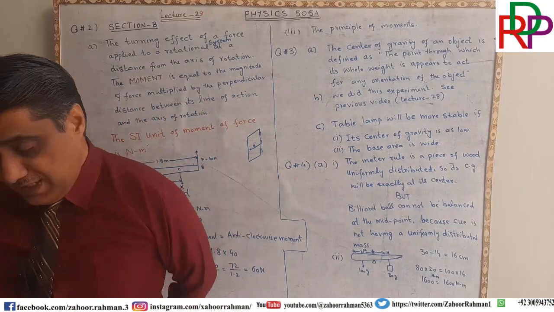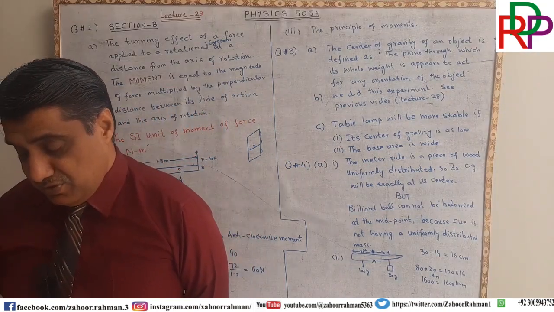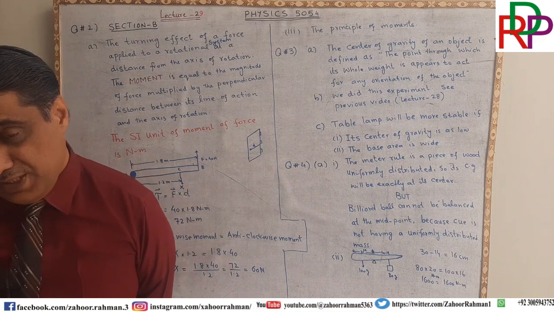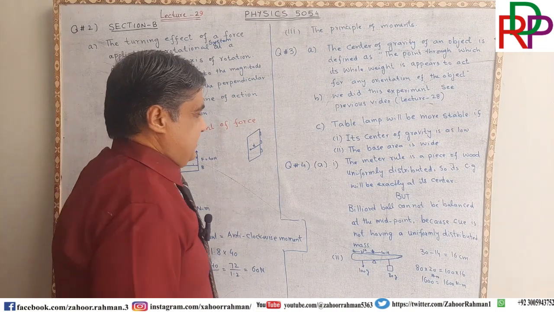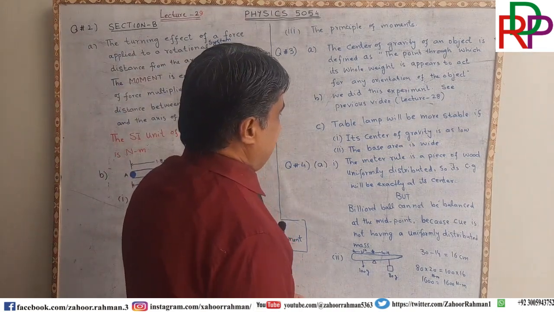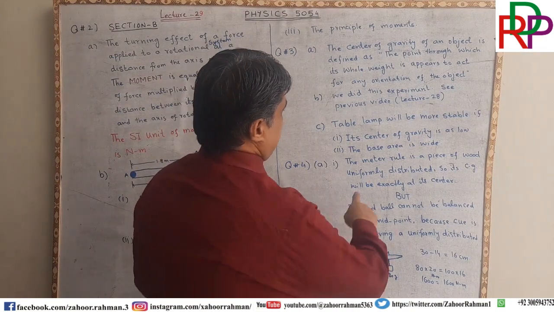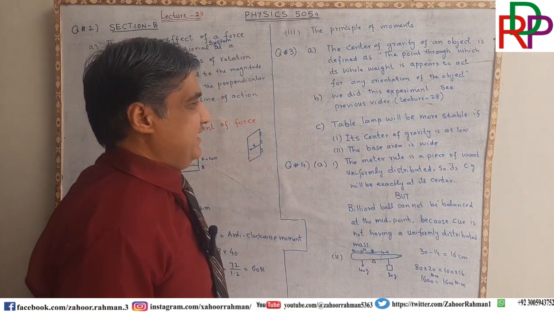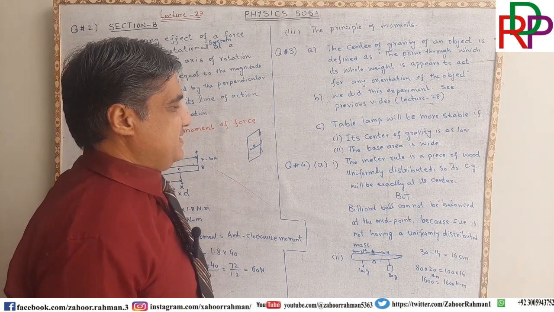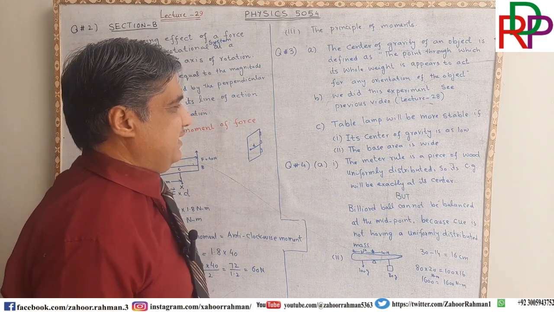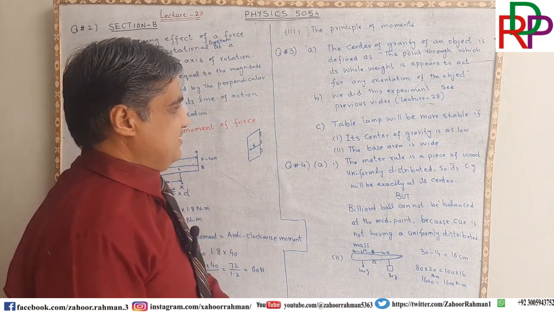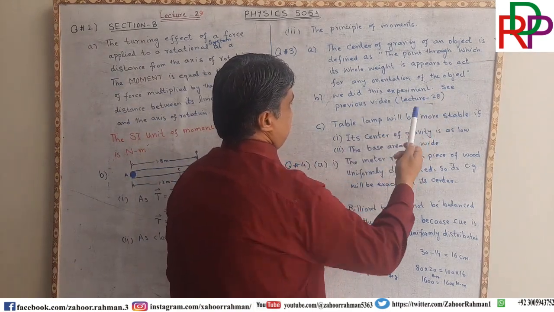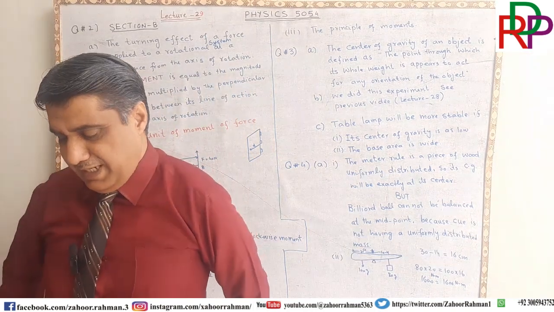Now the B part is asking to outline an experiment to determine the center of gravity of an irregular shaped piece of cardboard. Yesterday we took the plane lamina sheet, and in lecture number 28 you can see that experiment. I'm not wasting my time to perform it again. If you are interested, you can see we did this experiment in the previous video, lecture number 28.